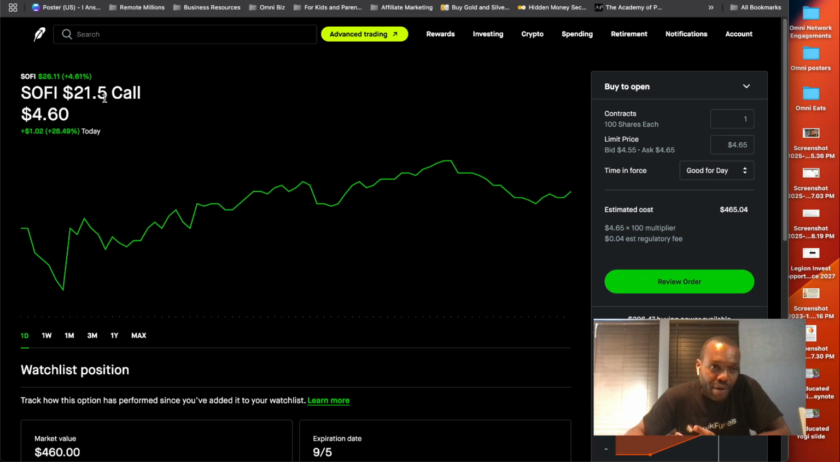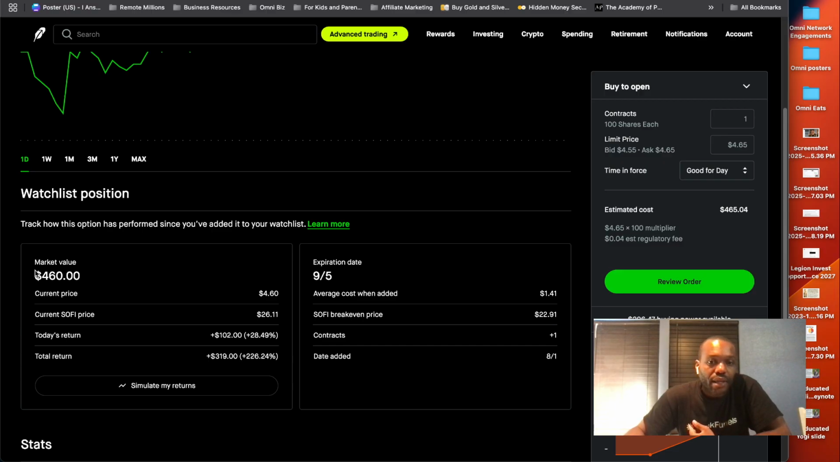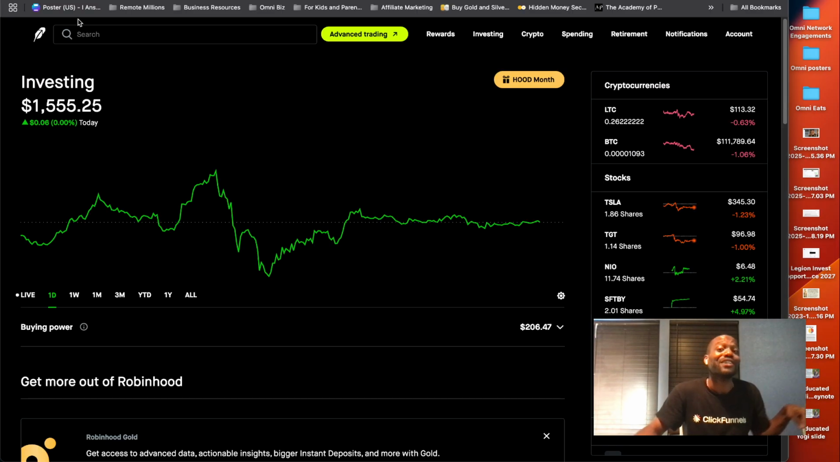So again, we have the strike price, 2150. So I would have paid $141 for this. Remember, this says the average cost when added $1.41. You times that by 100 because you get 100 shares, right? So that turns to $141. The value of it today would be $460, and that's why I get 319 profit. Crazy, so cool. So if you watch these videos, you're gonna learn how to do this, okay? And that's just $141, and you make 319, y'all.